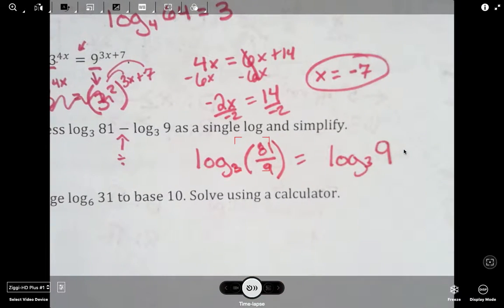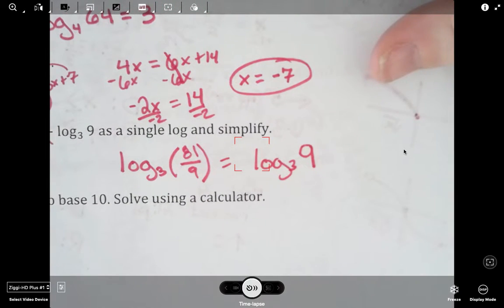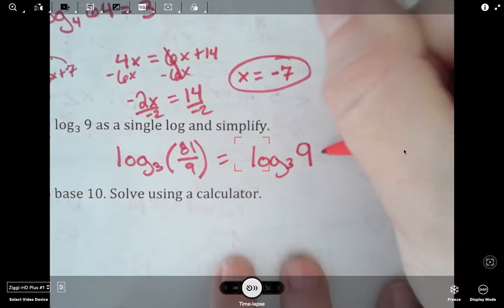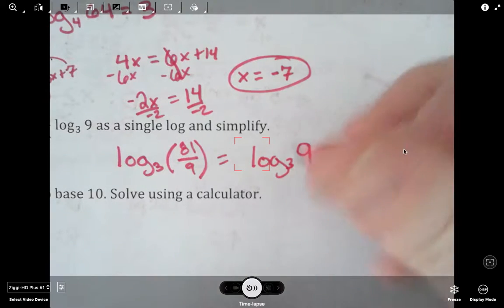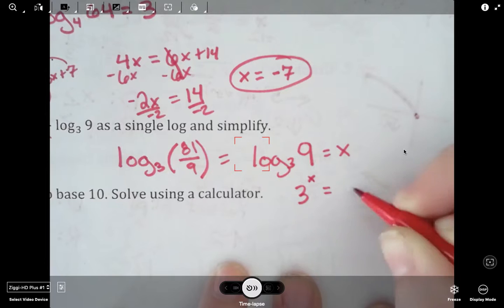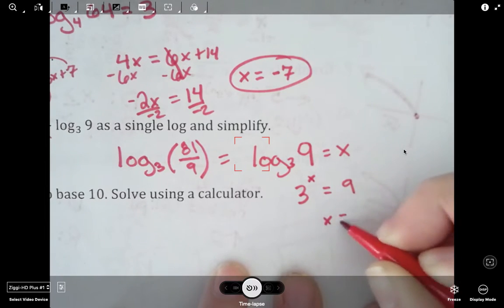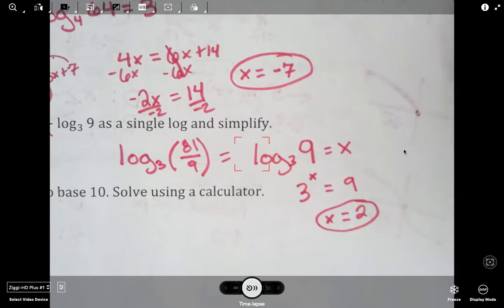Okay, now they want me to actually solve what that thing is, right? Now just wait, don't plug it in. Set it equal to x, right? And let's write that as an exponential function. This means 3, the first number stays in the same spot, the second two numbers switch, 3 to the x power equals 9. So what does x equal? 2, right? 3 squared is 9. There you go.